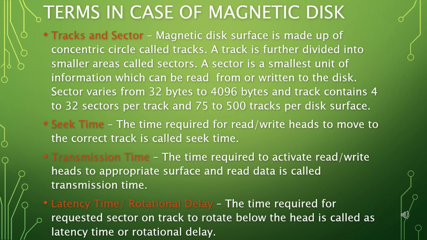The last definition is latency time or rotational delay. The time required for the requested sector on the track to rotate below the head is called latency time or rotational delay. So once you find the track, the read-write head requires more time to rotate on that particular track to find the correct sector where it can read or write the data. So, the waste of time in rotating on the same track is known as rotational delay.